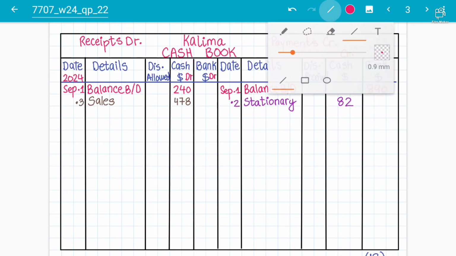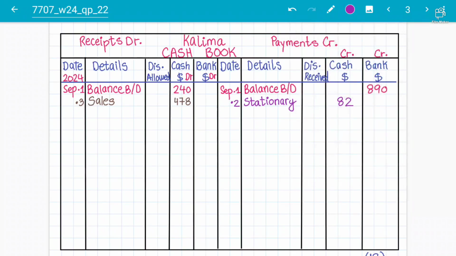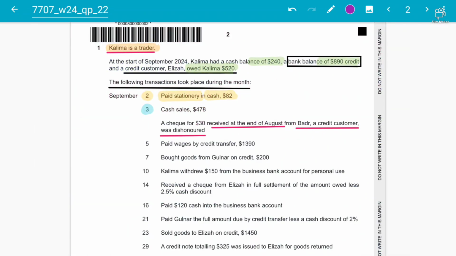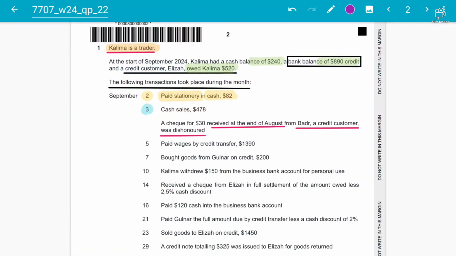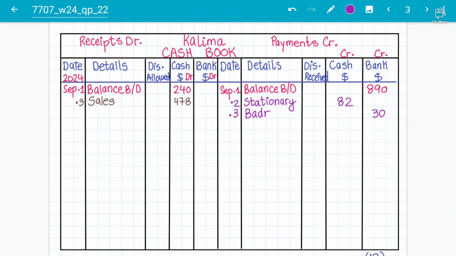So Badr's account will again be debited, but the bank account will be credited again, because we haven't received any money from Badr: the check was dishonored, it was not processed, it was not cleared. Students, the check didn't go through, the money came back and our bank becomes credited and Badr will be debited, because Badr is a trade receivable and an asset, so that will be debited. So the money didn't go through. Okay, so that is basically the September number 3 transaction that we need to record in terms of Badr.